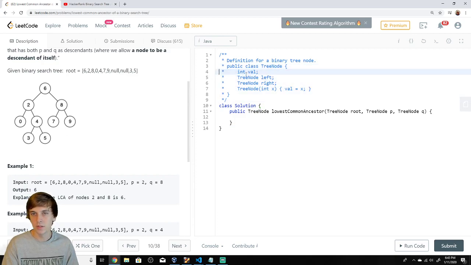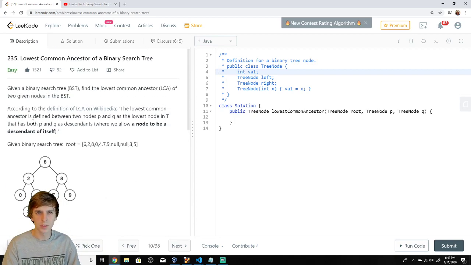A tree node has a value, it has a left and a right child. If the tree node has no children, then the left and right will just be set to null. Okay, very straightforward. So what's the problem?